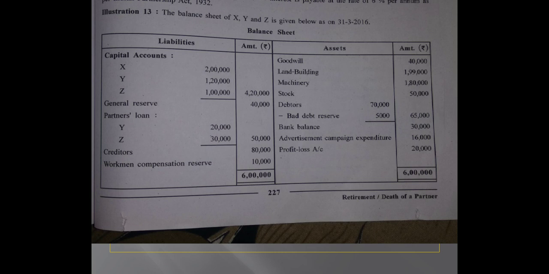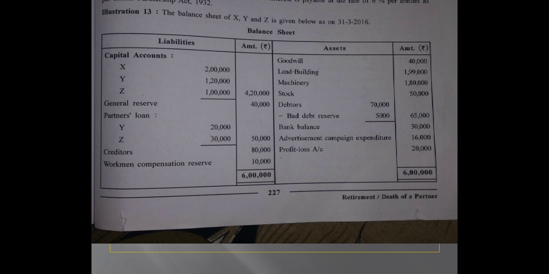Moving towards the asset side, you have goodwill. This is the old value of goodwill. If you remember the previous lecture, we have understood this while understanding the concept of goodwill. Then you have all the assets. Below you have advertisement campaign expenditure, profit and loss account. This is a part of reserves and accumulated profit or loss. See, all the points are applied one by one. Alright, so let us focus on the steps.